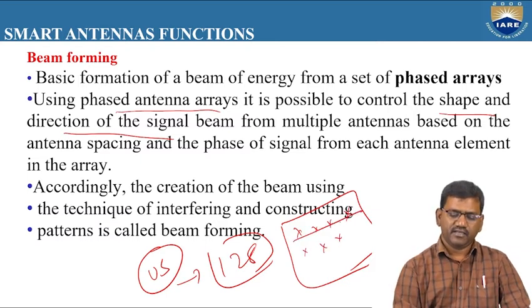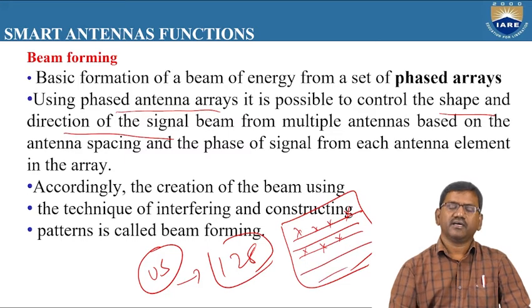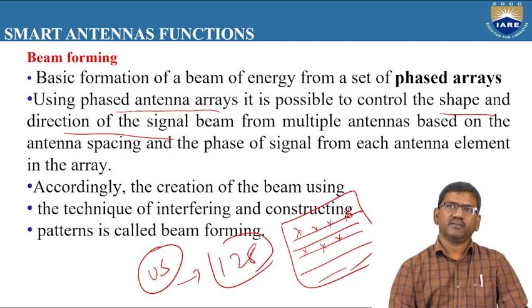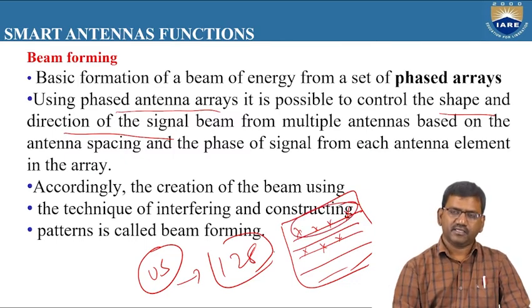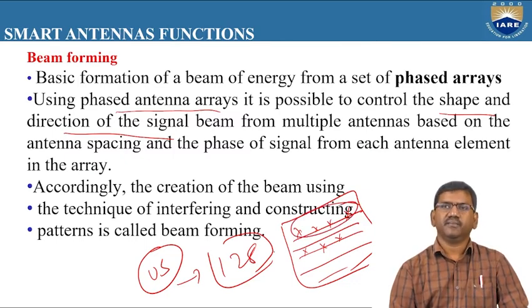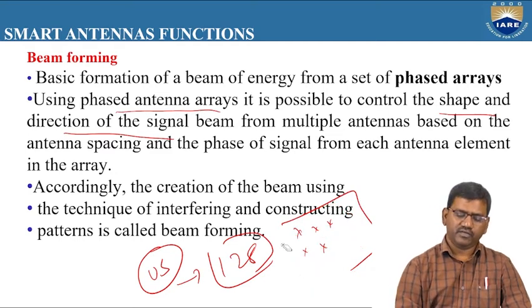That means 7 like this. They have made 128 elements in an array. So depending upon the requirement, these elements are combined. These layers of elements can be combined, depending upon the number of users.